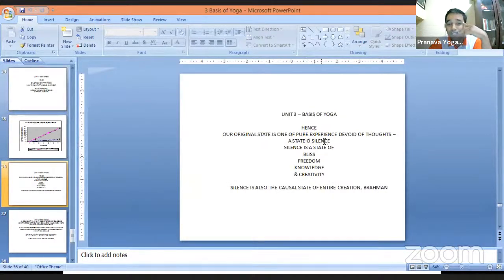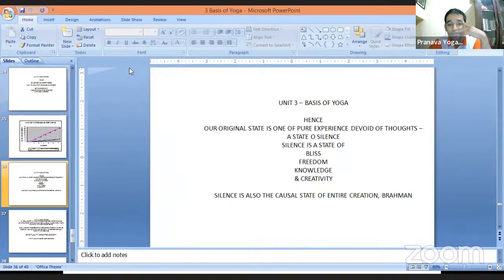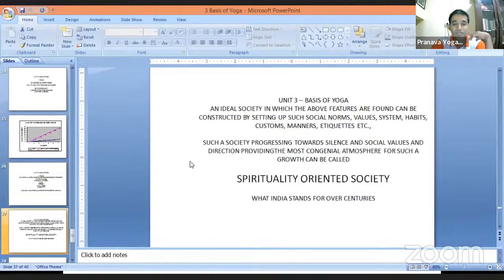Hence, our original state is one of pure experience, devoid of thoughts, a state of silence, bliss, freedom, knowledge, and creativity. Silence is also the causal state of the entire creation. This is Brahman.